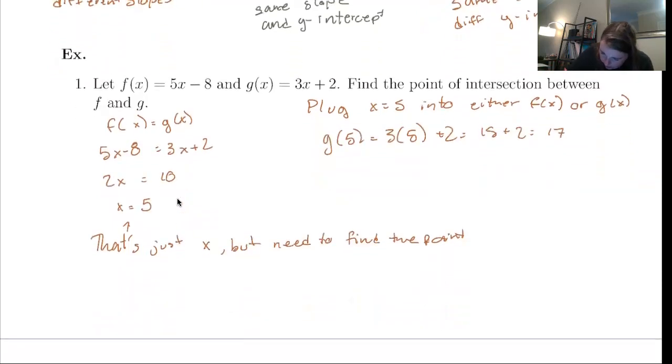So the point of intersection is going to be, what is it? 5, 17. Alrighty.